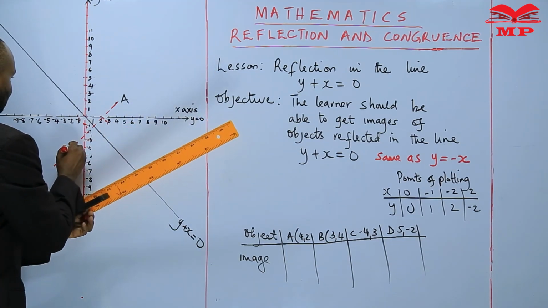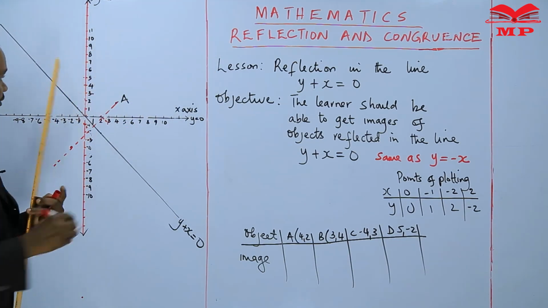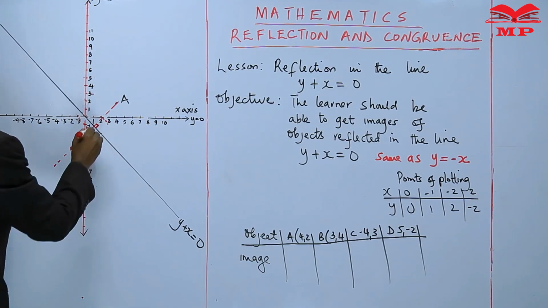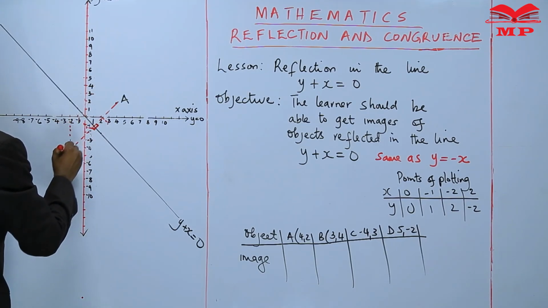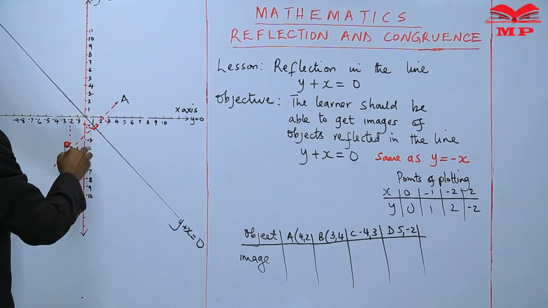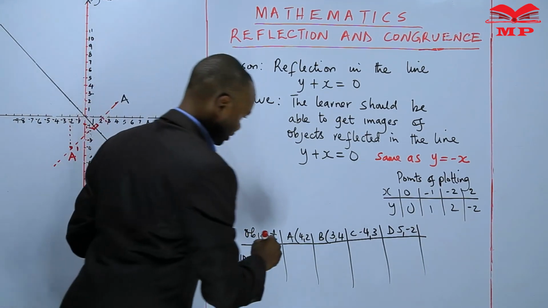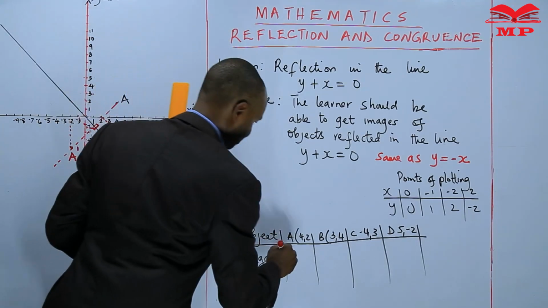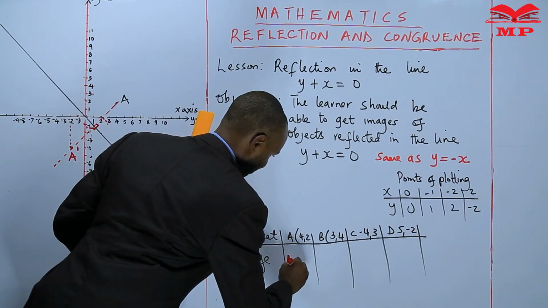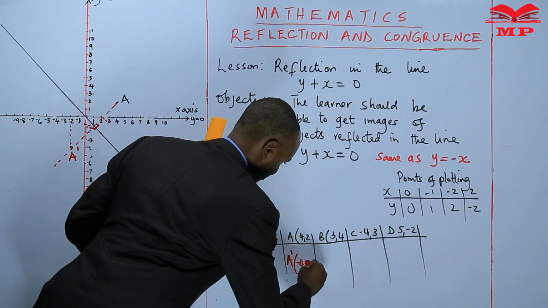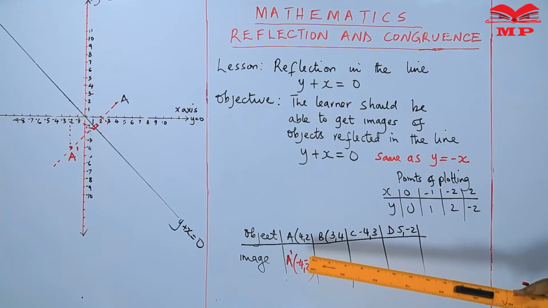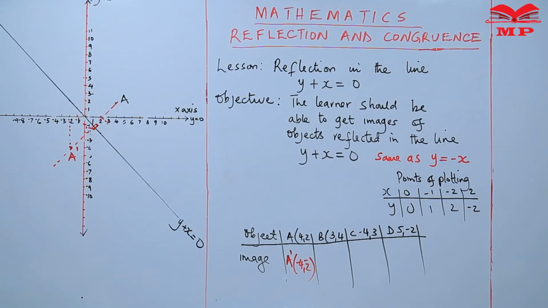So the image of A is here. This distance is the same as that distance, and this is perpendicular. We are getting A prime here. Our A prime is -2, -4. There is something that has already started happening: the coordinates change to the opposite sign.